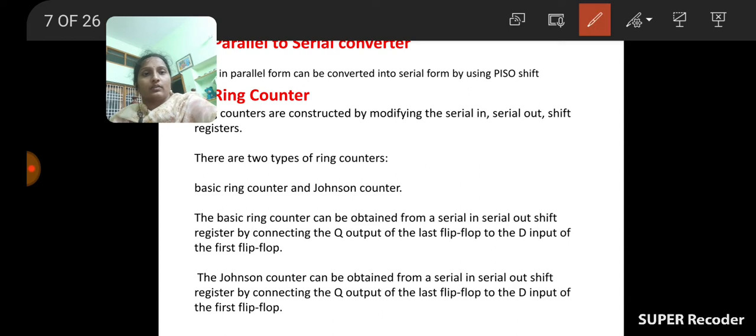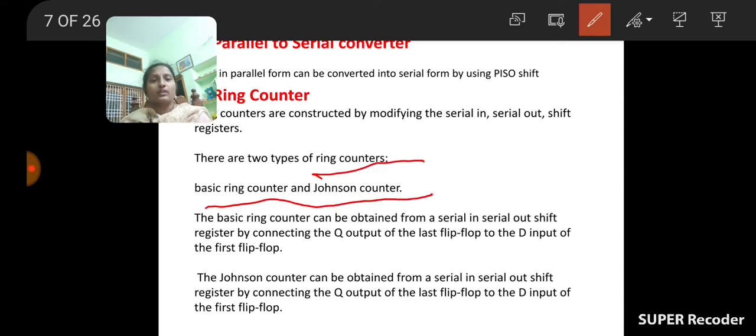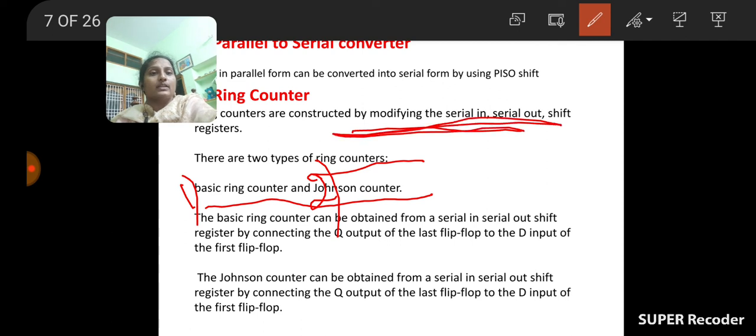So ring counters are basically classified into two types. What are the two types? Basic ring counter and Johnson ring counter. And how are the ring counters manufactured? By modifying the serial in serial out shift register, the ring counters can be manufactured.